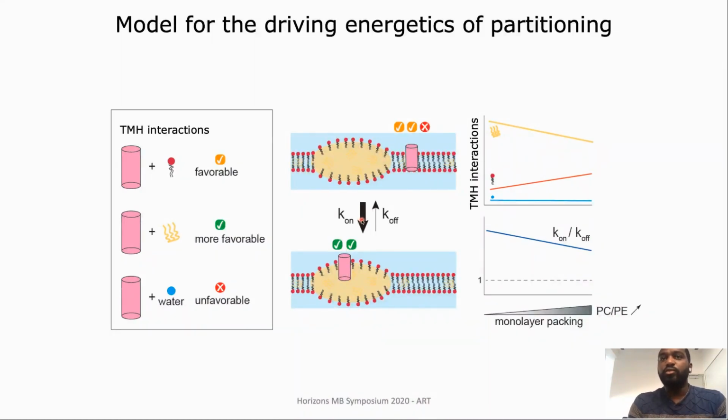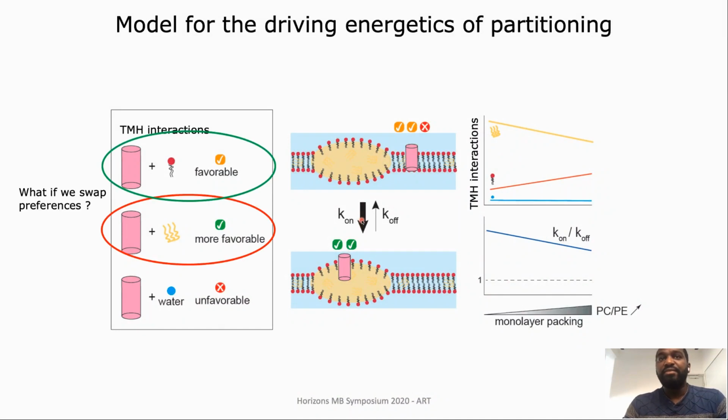So if this model is right, if we swap the preferences, then we should change the localization. We should change the partitioning. And how can we do that? We can do that by changing the oil phase. And as I mentioned to you, lipid droplets may have different neutral lipid content. But here, for the sake of demonstration, we chose a non-physiological oil so as to generate the worst, let's say, interaction possible.